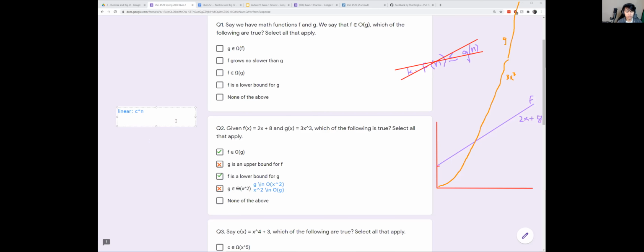Someone said, wait, isn't g an upper bound for f? Oh, wait, it is. It totally is. What am I doing? This is incorrect. Someone in chat corrected me. Thank you. Good catch. That was definitely my bad, but we saved because people are paying attention in class, which is great.